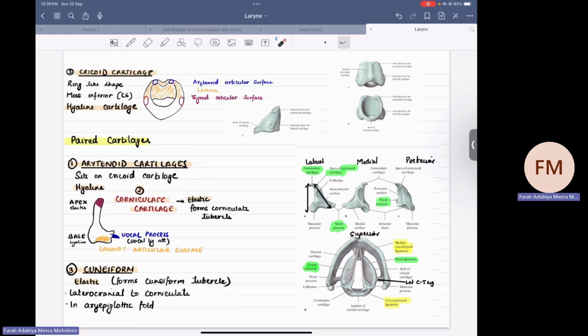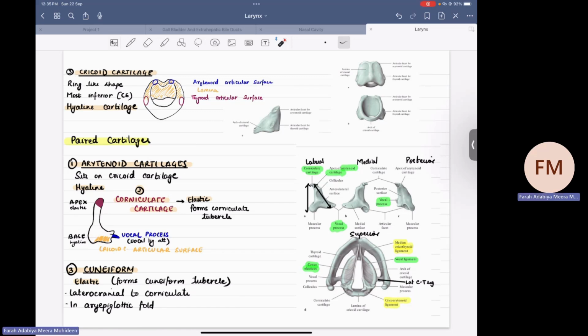Now, arytenoid cartilage basically is made up of hyaline, but you can see this purple part. It forms another paired cartilage called the corniculate cartilage that forms the apex, right? And this is elastic. The base of your arytenoid cartilage is hyaline, and it has a vocal process that has an attachment towards your vocal ligament. It also has your cricoid articular surface.